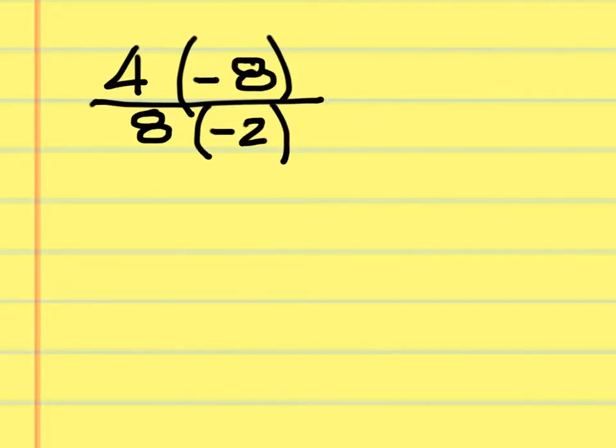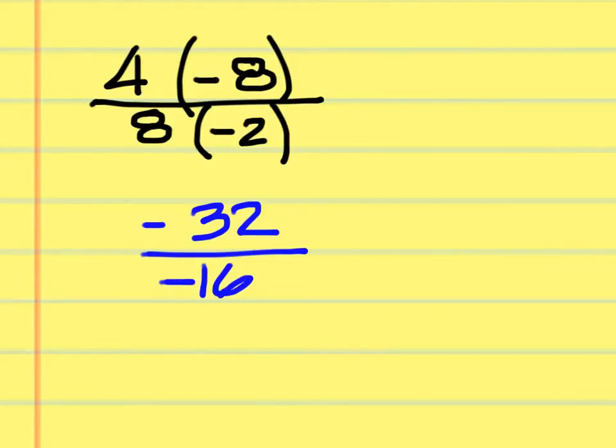Let's do the top first. What's 4 times a negative 8? Negative 32. On the bottom, what's 8 times a negative 2? Negative 16. What's negative 32 divided by negative 16? Positive 2.